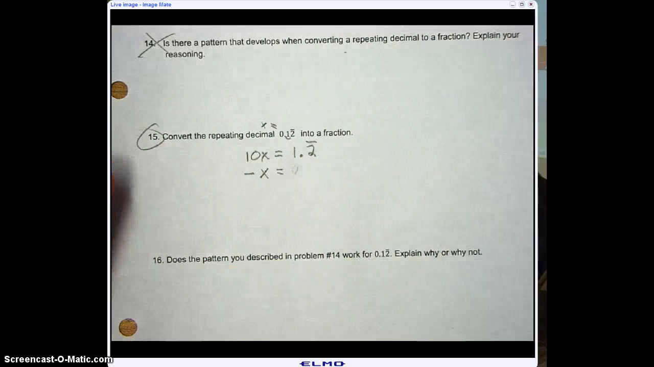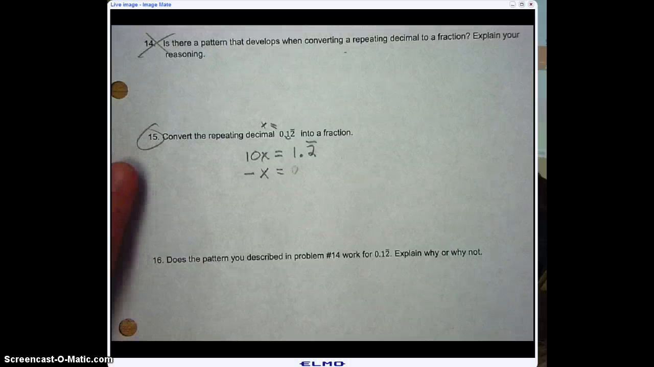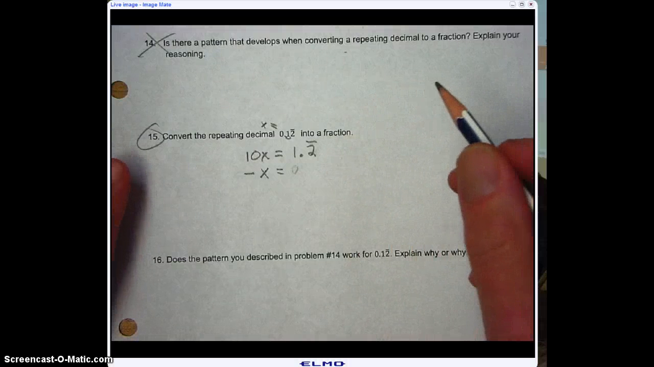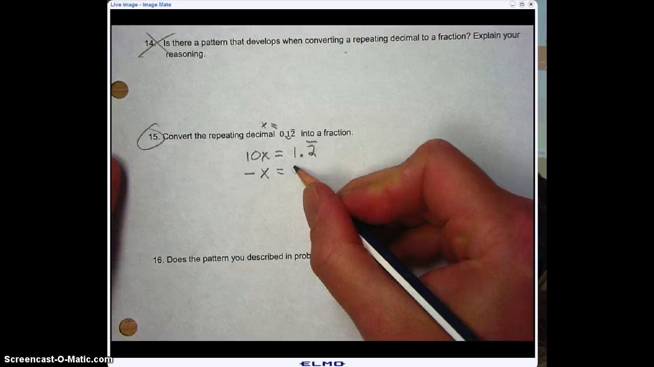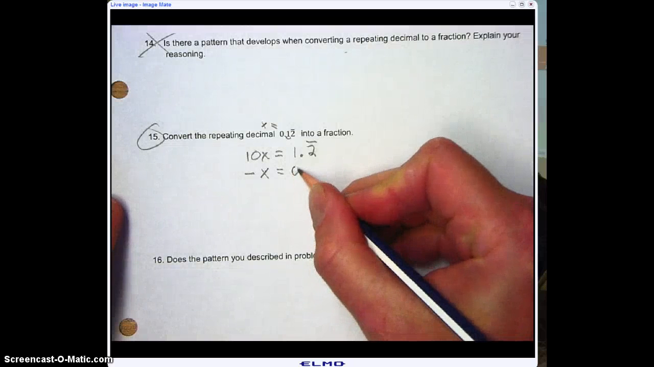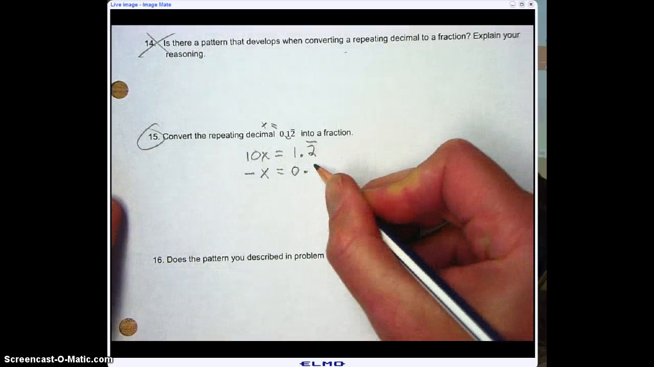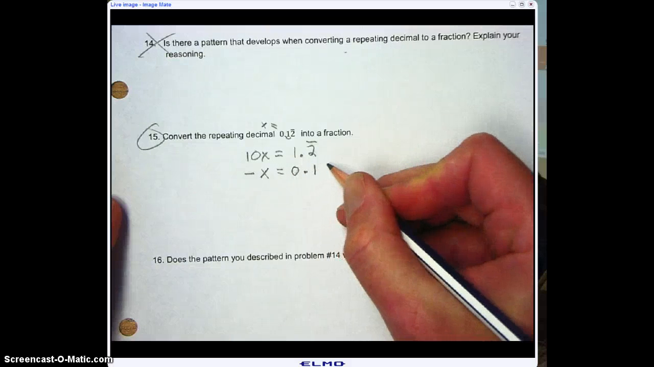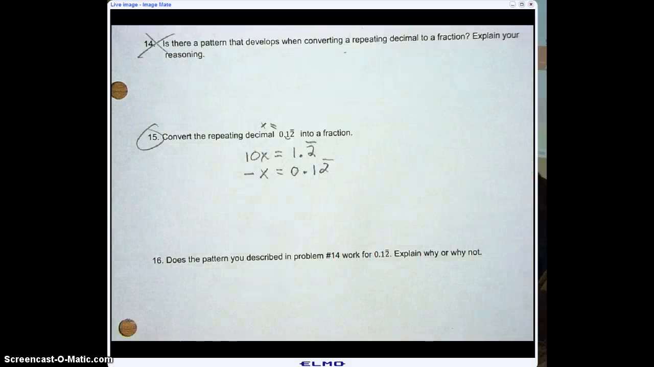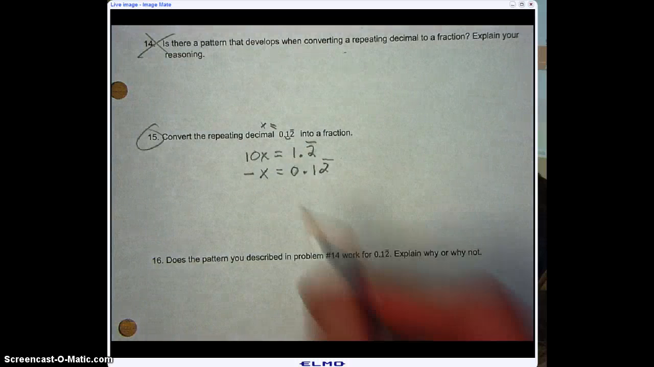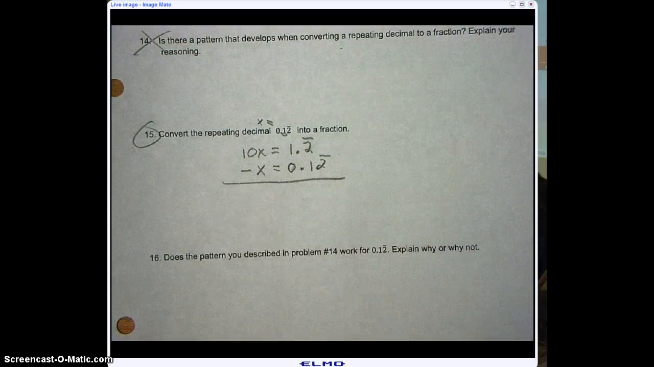And I'm going to line this up properly, just like I want you to. So this is 1.2 repeating, right? So it's going to be 0.1 with the 2 repeating. So now, what do you notice about this? This is kind of unusual, isn't it?